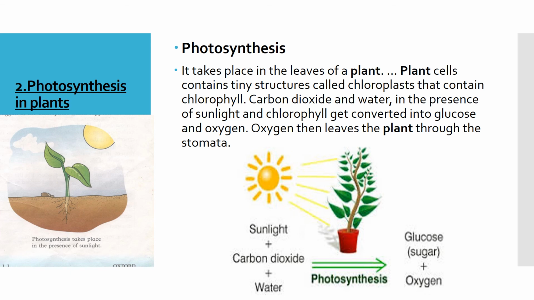Oxygen then leaves the plant through the stomata. Stomata are the small openings which are present on the lower surface of the leaves. As clearly observed in the diagram, plants take in sunlight, carbon dioxide, and water. These are converted into glucose and oxygen.